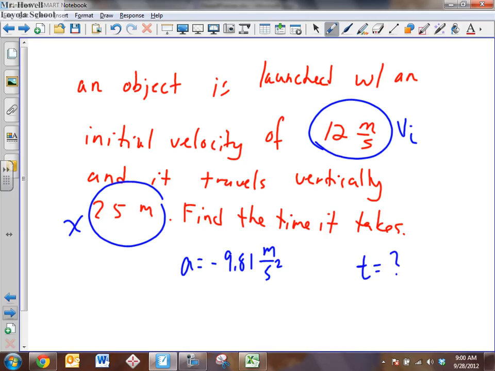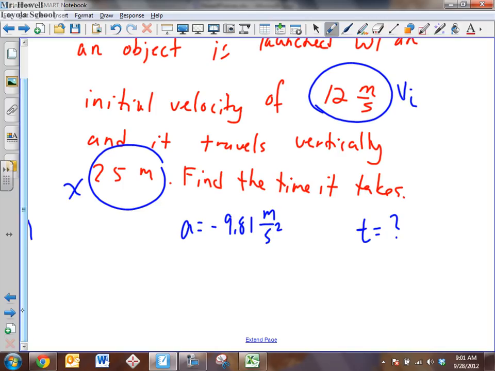The only formula that's going to work for this is x equals VIT plus 1/2 AT squared. The other ones don't work. We do not have a final velocity here, so we can't use VF equals VI plus AT, and we can't use VF squared equals VI squared plus 2AX. You could try to find VF with another equation and then plug it in, but if you don't want to use two equations, it's not easier.